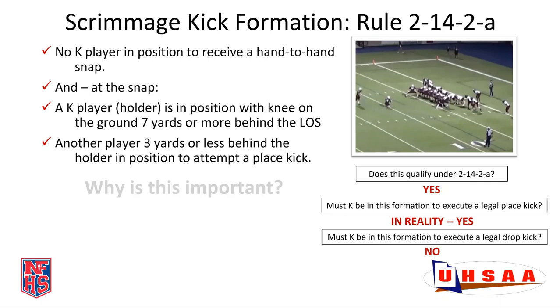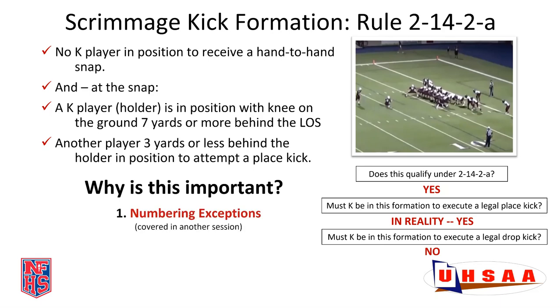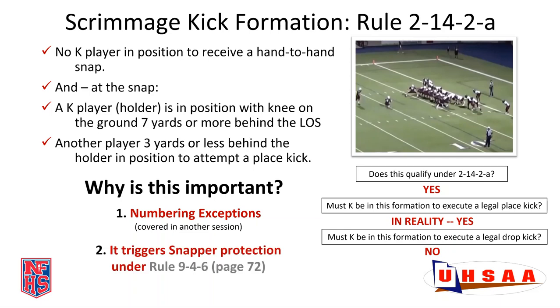Now, why is this formation important to the game of football and to us as officials? Two main reasons. Number one, numbering exceptions. This will be covered in another session that we will release shortly. But numbering exceptions come into play when a team qualifies in this formation. They're allowed certain freedoms that they're not allowed in other formations. Secondly, it triggers the snapper protection on the snap. So for roughing the snapper, this can only occur if a team qualifies in this formation.